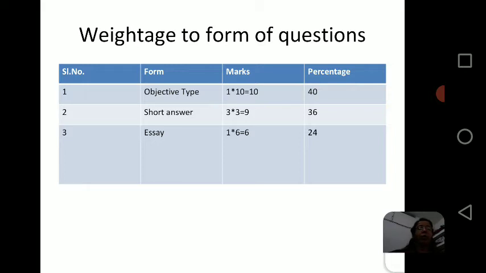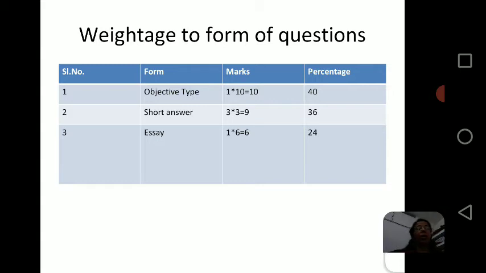One is objective type, short answer and essay, and 10 marks for objective type questions. 1 into 10 means 10 questions each carry 1 mark. For objective type, I have included 10 questions and totally 10 marks. And short answer 3 marks and 3 questions, it is 9 marks. And an essay type question, 1 question and 6 marks. It is left to you, left to individual teachers.